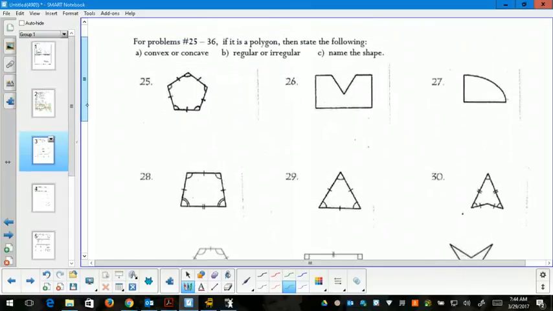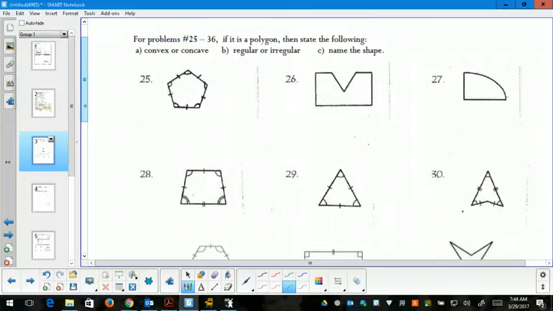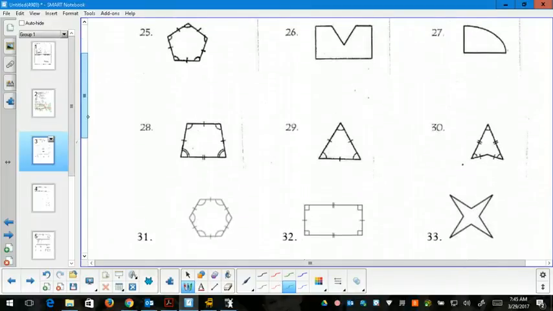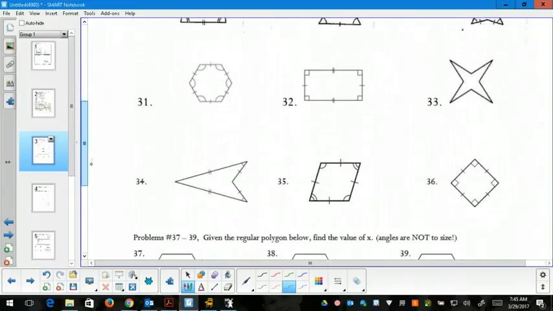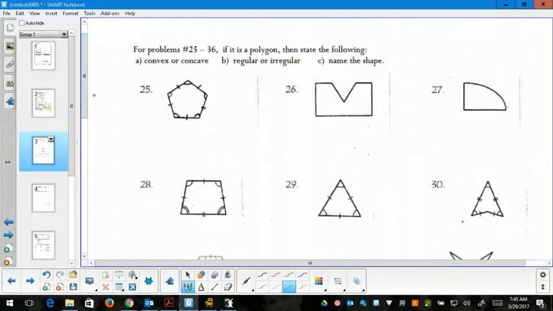Before we get there, though, they asked, are these regular or irregular, convex or concave? And name the shape in terms of the number of sides. Well, looking at these 9, or as there 12, yeah, let's just look at 6 at a time. There's 12. So let's look at these 6, 25 through 30. Are there any that are not polygons? 27 is not a polygon.